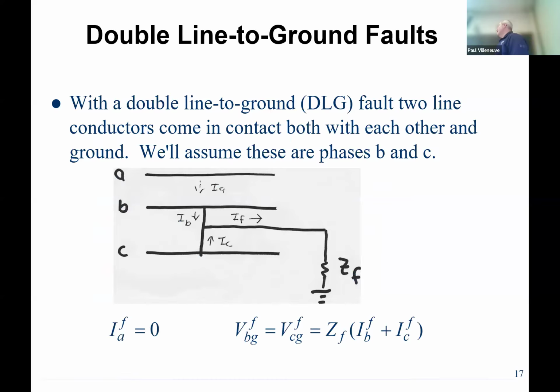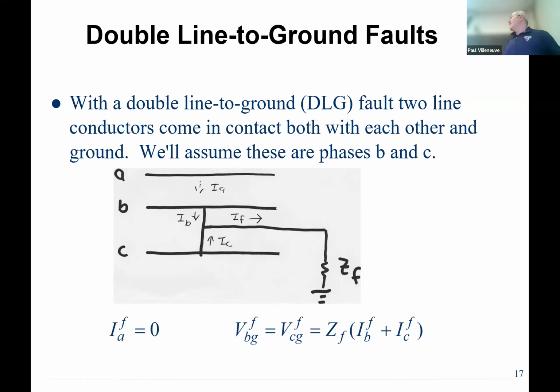Let's modify our line-to-line fault and do the double line-to-ground fault. And this is a little bit harder to see, but just kind of bear with me and you'll see. So now we're going to take that same line-to-line fault that we had, and we're going to stick a connection between the two, and then our impedance is going to go to ground. So we don't have the impedance between the two phases. We have it between the two phases connected together and then to ground. So my fault current for phase A is going to be 0 because there's no connection there.